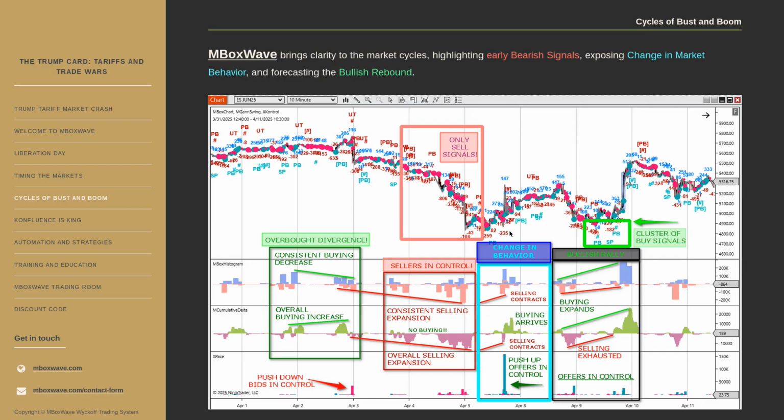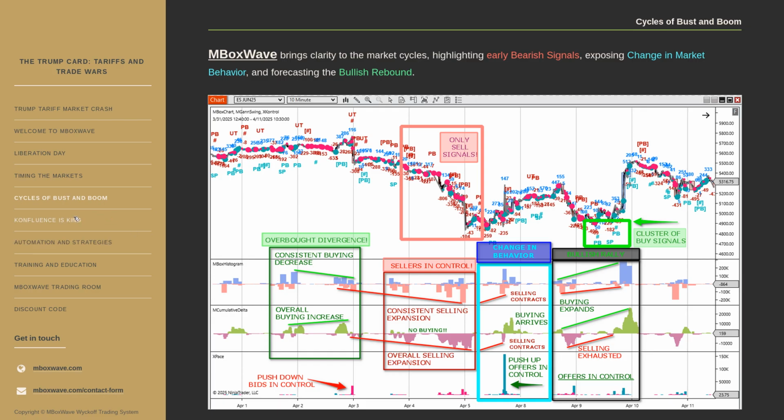So I want to just show that MBoxWave is very useful in showing the market cycles. You can zoom out on a small time frame. I like to do that a lot. In my live trade videos, I like to zoom out a lot on small time frames because they give you the insight of, say, a larger time frame without having to change time frames. You just zoom out.